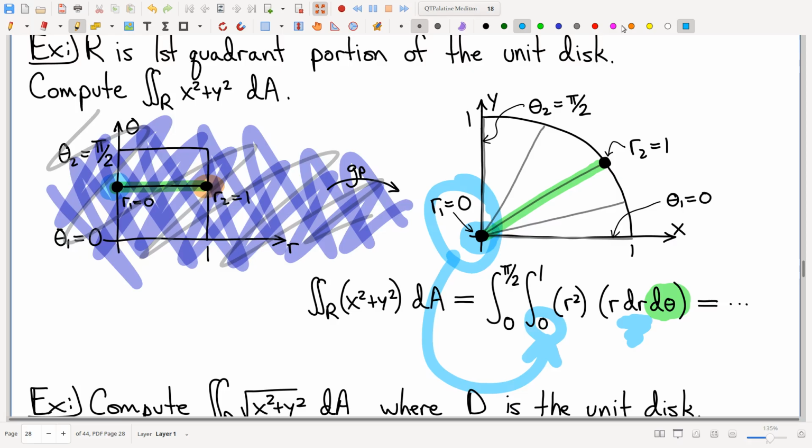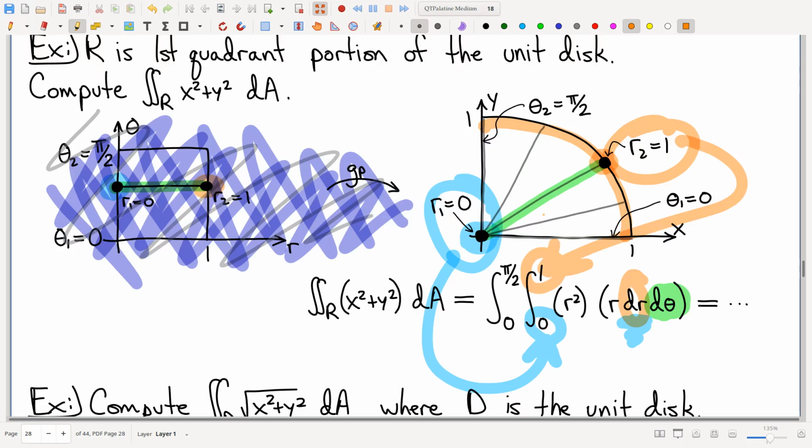And where do we end? Well, we end at that point, which is on that curve, which has that equation. So my ending value of r is 1. So we see everything we need is right here in the existing picture, right?